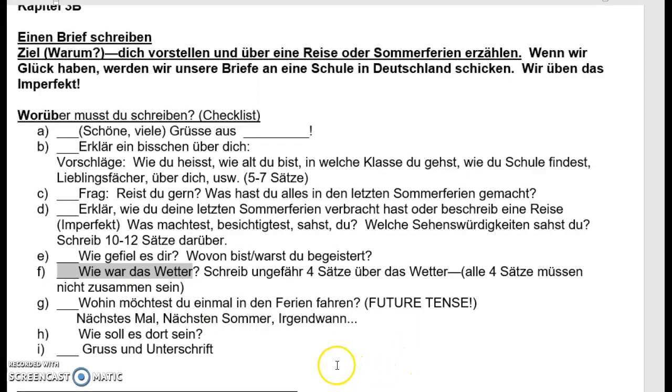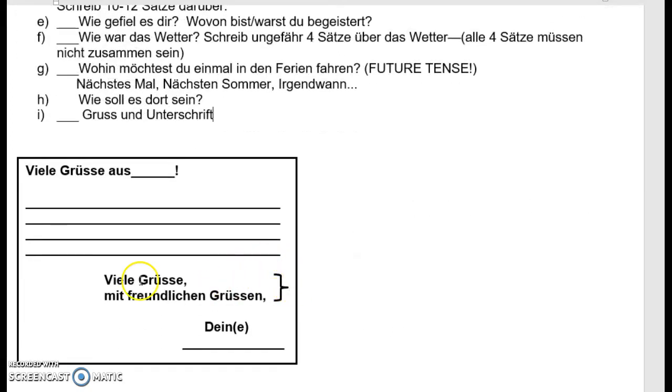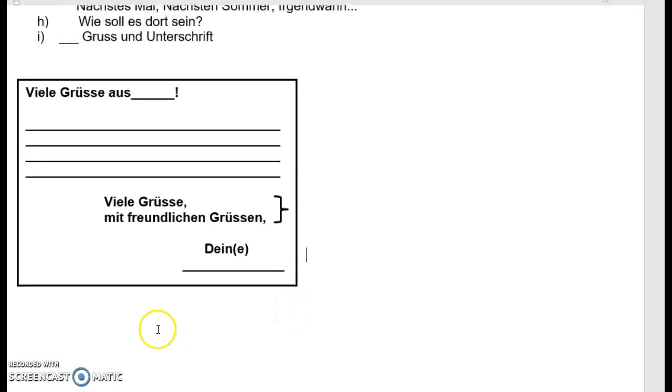Then you're going to switch tenses, and you're going to use the future tense to describe where you would like to go the next time you take a trip. And you can use phrases like next time, next summer, sometime, next year. And perhaps answer the question, what is it supposed to be like where you'd like to travel to, because you haven't yet been, but what have you heard about it? And then you will have a final greeting and sign your name. The final greeting examples are right here. In a German letter, you can usually say many greetings, or you can say with friendly greetings, but just pick one.